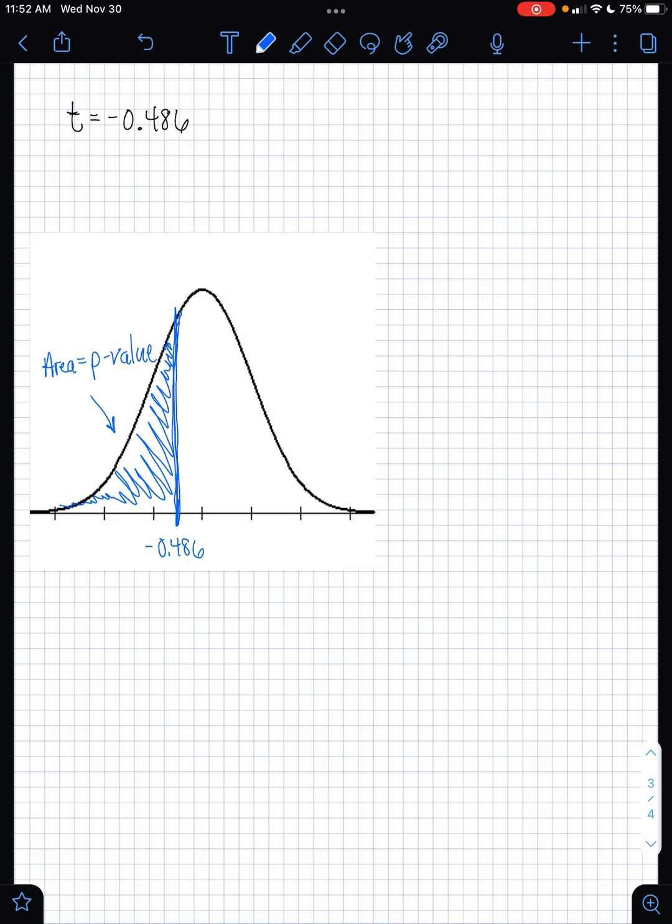Now, how do we find that area? Rather than an inverse t command, remember, an inverse t, like an inverse normal, is meant for when you have the area and you're looking for the t-score or the z-score. In this case, we have the t-score. We're looking for the area. So what we need here is our tcdf command.